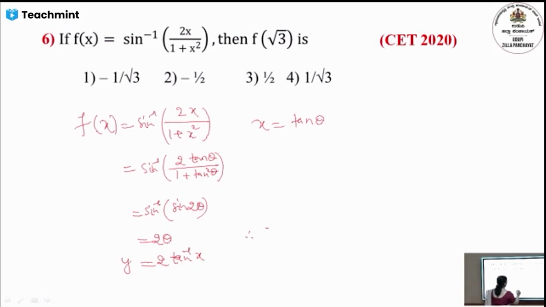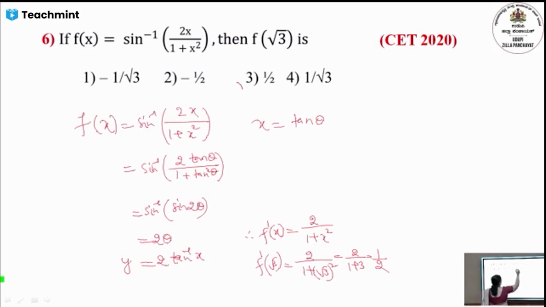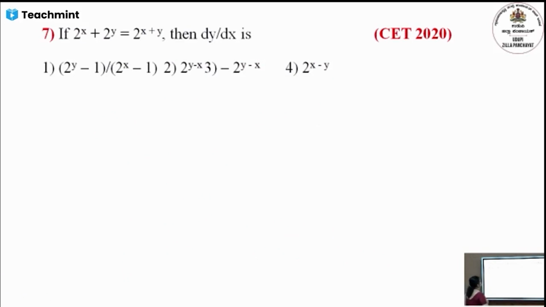So therefore, what is f dash of x? 2 by 1 plus x squared. What is asked? F dash of root 3. So it is 2 by 1 plus root 3 whole square. Root 3 squared is 3, 3 plus 1 is 4, 2 by 4 is half. So which is the answer? Third one. Can you see that again the same formula is being used? Sine inverse of 2x by 1 plus x squared means you have to go for x equal to tan theta, sine inverse sine 2 theta, 2 theta, 2 tan inverse x. So let's go for the next question.